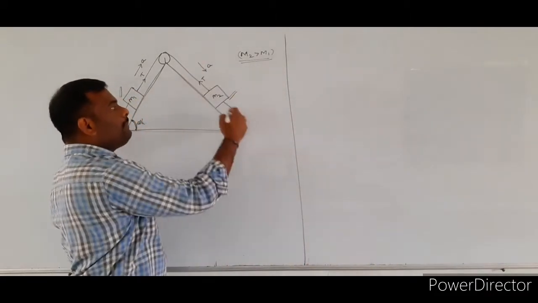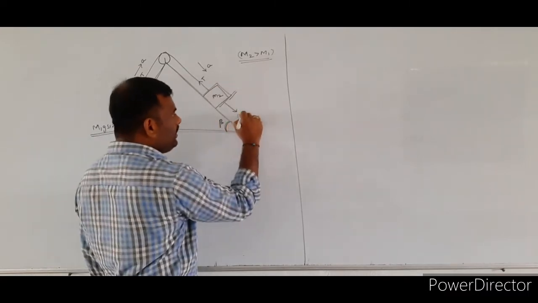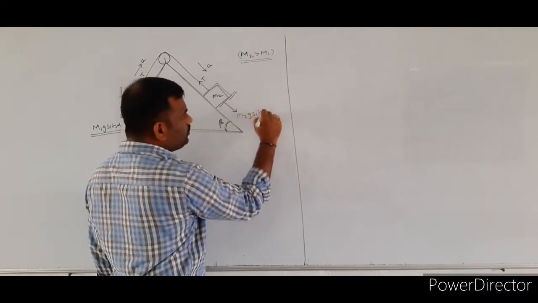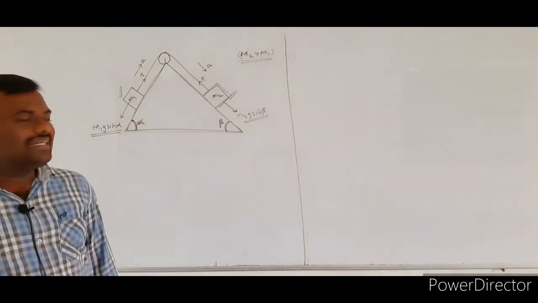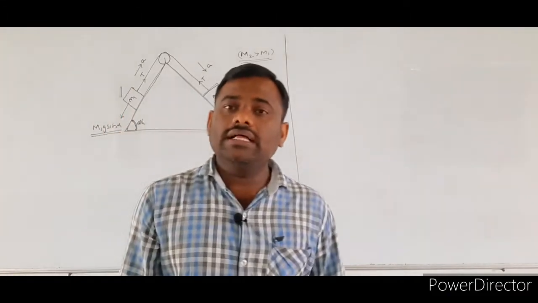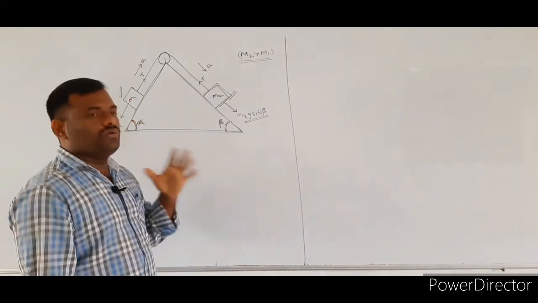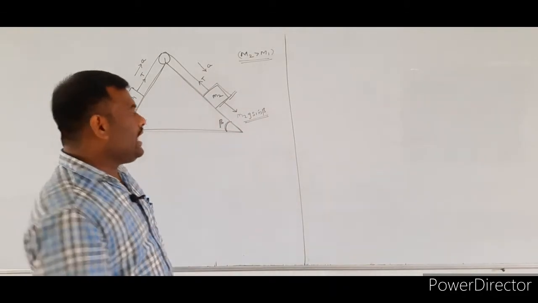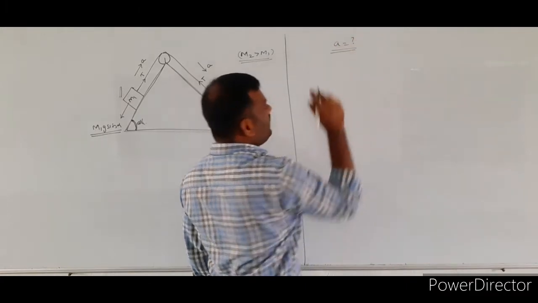Similarly, down the plane, the component of weight of the second block will be given by m2g sin beta respectively. So first we have to resolve the weight of the given blocks m1, m2 respectively. Now, first we are going to derive the general equation for the acceleration.